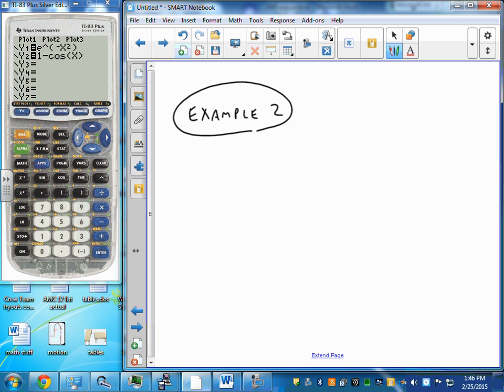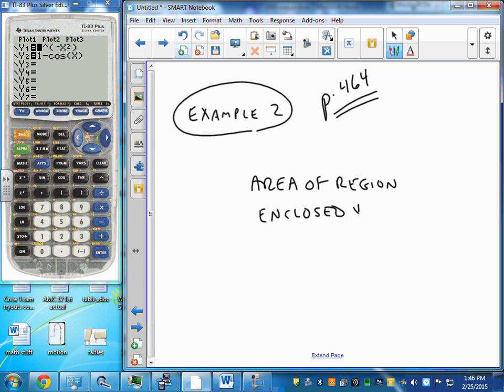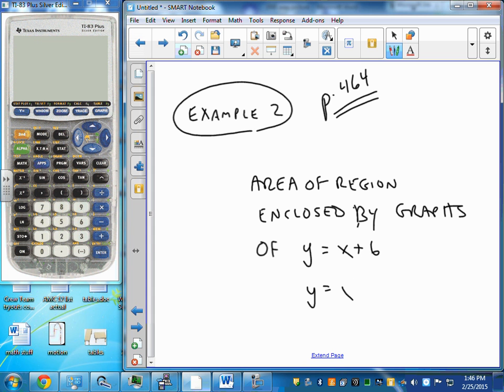What I mean by that is, if you look at example 2, it says find the area of the region. Example 2, back in your book again, page 464. And again, if you didn't bring your book, remember I've scanned this in for you. Area of the region enclosed by the graphs of y is equal to x plus 6 and y is equal to x squared.